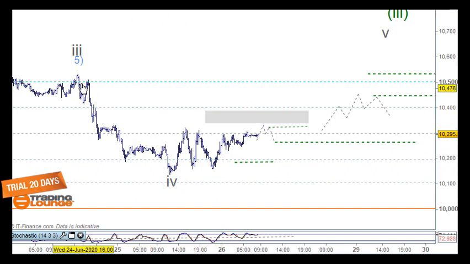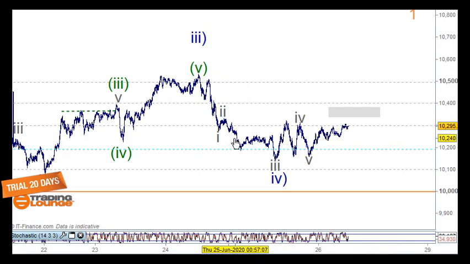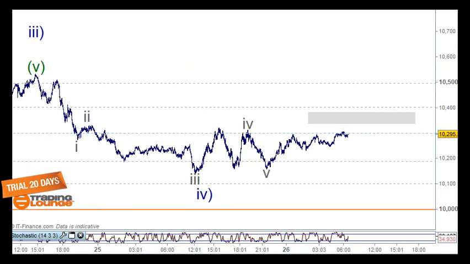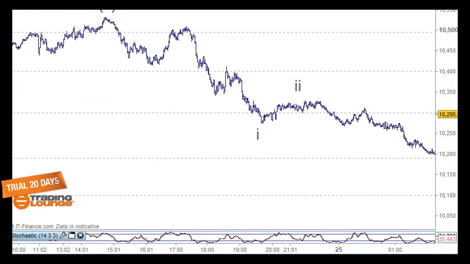So this move down through here looks like it's 5 waves into this point here, but I think it just needs a little bit more breaking down at this stage. The way I was looking at it is, let's just open it up a little bit.